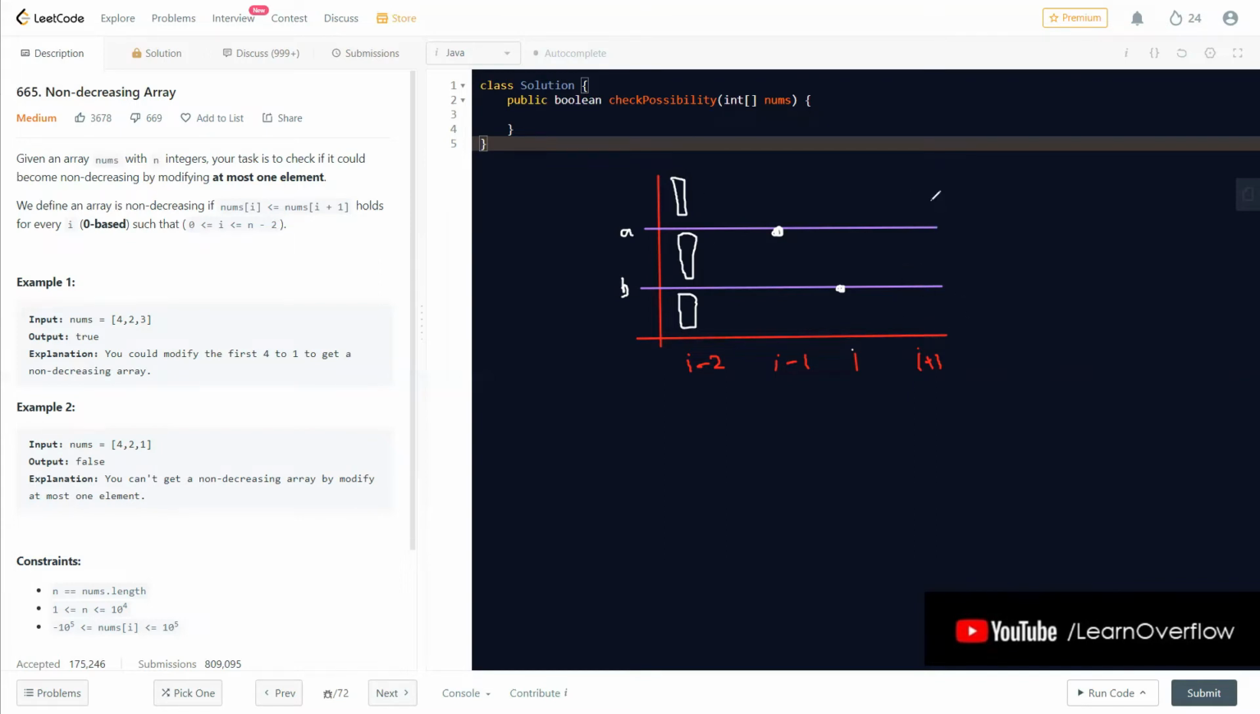That also can lie in these three ranges. Obviously it can be A and B as well, but that's not what we are bothered about. We are bothered because nums of I equal to nums of I plus 1 is like increasing, right? But we are bothered rather whether it is non-decreasing or not. Okay, so equal value is not what we are counting because we have that over here. Okay, now let's understand further.